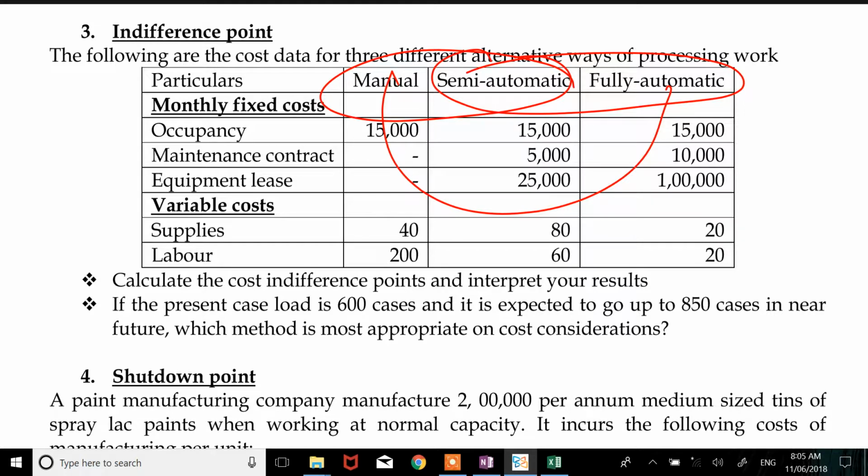Full stop. However, if the volumes are to increase to 850, then fully automatic would be preferred.